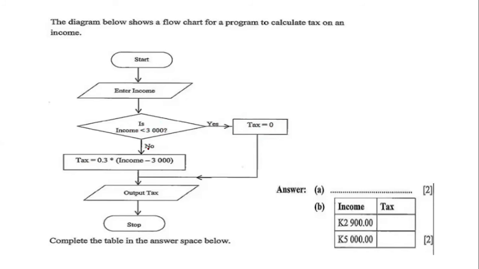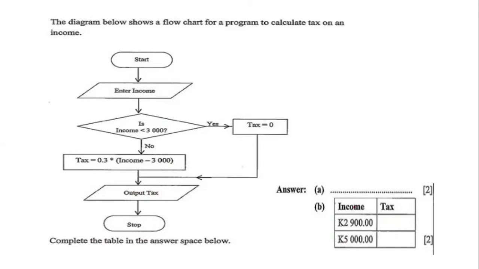And now, how do you calculate tax? You use this formula, which is in the action box here. So tax is equal to 0.3 multiplied by income minus 3,000. Okay. Then after you do that, you are going to find the tax, and then you stop. So they are saying complete the table in the answer space below.